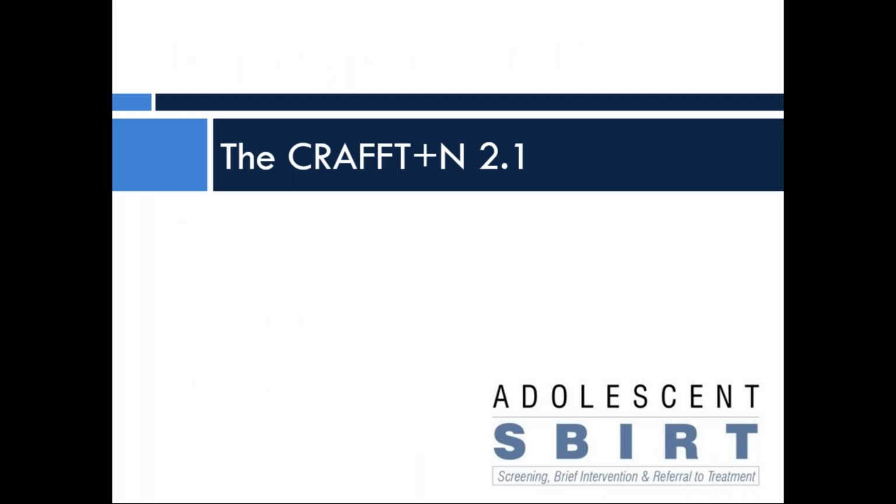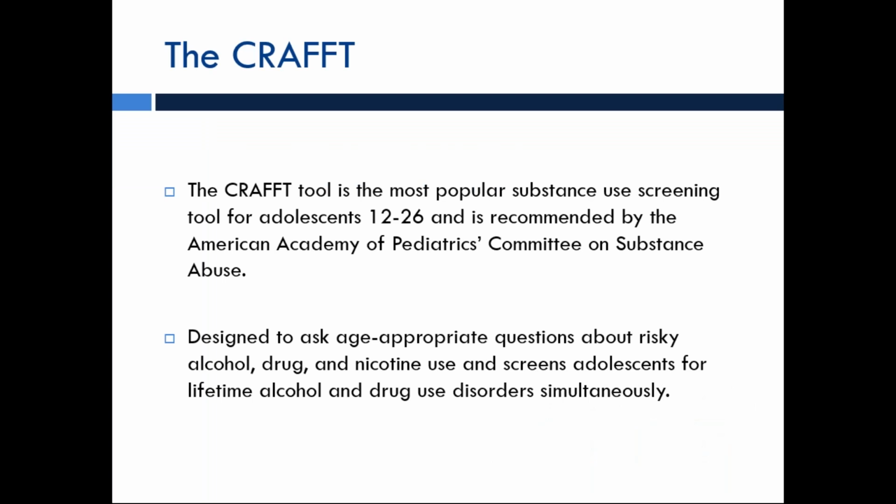All right, so once we introduce the idea of the screening, then it's time to administer the screening. The first screening we're going to use is the CRAFFT+N 2.1. This is the most recent version of the CRAFFT that brings in questions about nicotine use at the beginning. This is the most popular substance use screening tool for adolescents between the ages of 12 and 26. It is recommended, as I said earlier, by the American Academy of Pediatrics Committee on Substance Abuse. And this committee has published some documents that provide guidance on its use and how to interpret the screening score and go into a brief intervention.